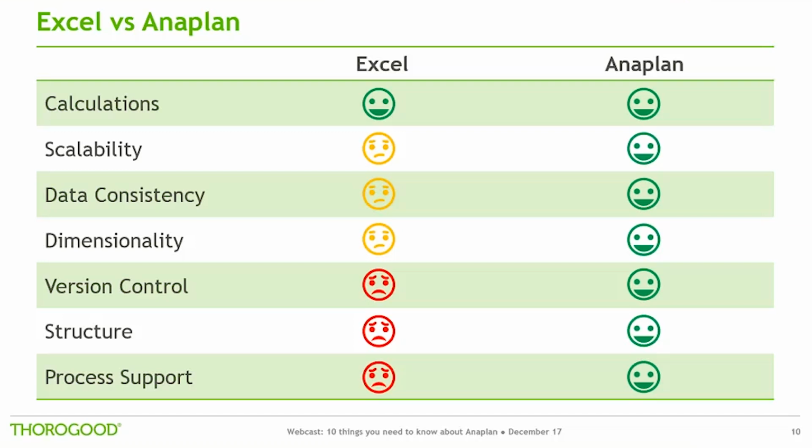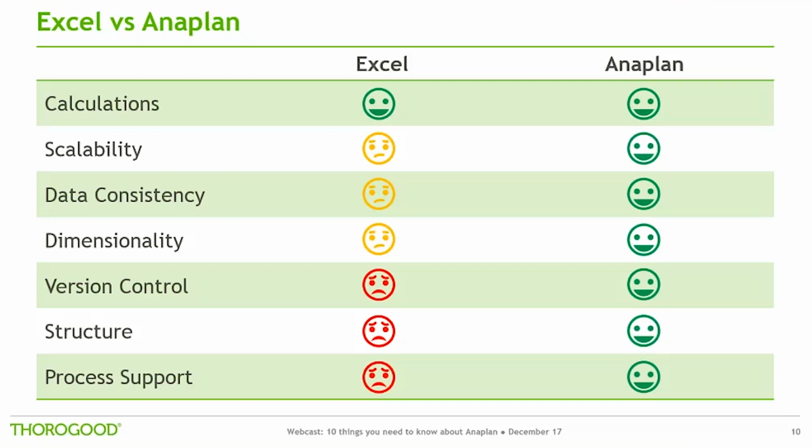Data consistency. In Excel, reusing data is done by formulas. There's no process control around this, and structural changes can very easily lead to errors. In Anaplan, you can build whole routines that pipe data consistently and reliably to where it's needed. Dimensionality. Excel is two-dimensional, plus the use of additional sheets if you need. In Anaplan, you build hierarchies and structures that allow for instant aggregations and business logic.